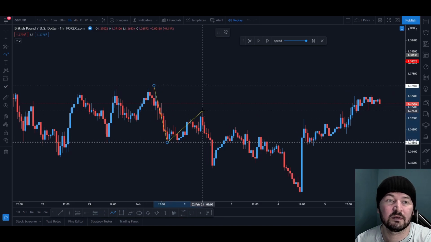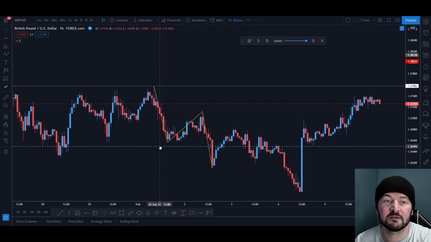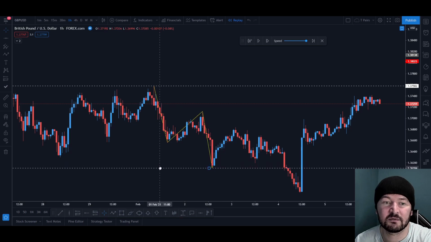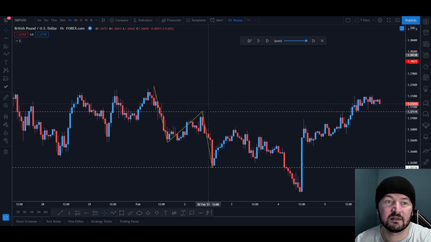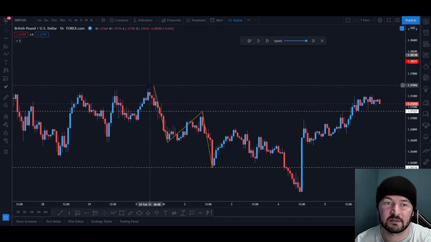As we can see here, skipping out all the other little iterations, we've got the high, we've got the low, we've got the lower high, and then once we've got the break of this move here, we can move this line down to confirm this is now the low to break, and this is now the high to break. This one's no longer relevant. It's now this one and this one.